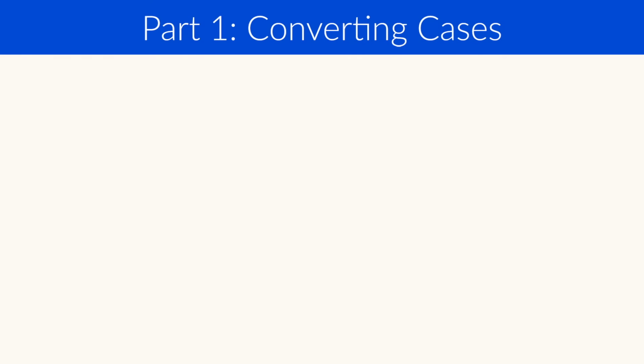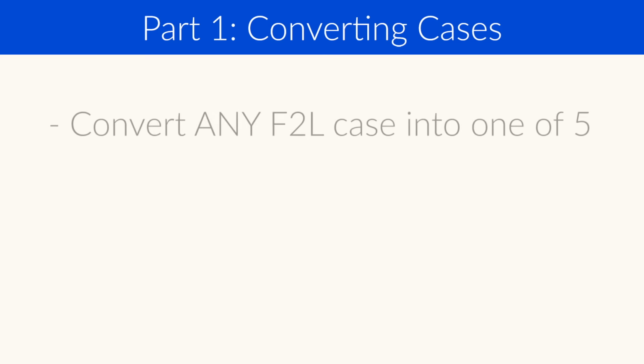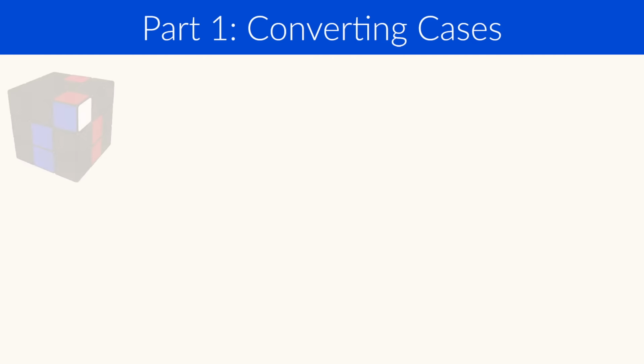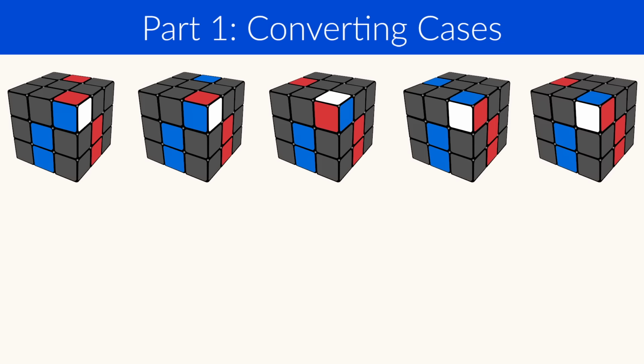Alright, so let's get started with part 1, where I'll show you how to convert any possible F2L case into one of the 5 basic cases using a foolproof 3-step process. You don't know how to solve the 5 cases yet. That's what part 2 is about. But for now, this is what they look like.